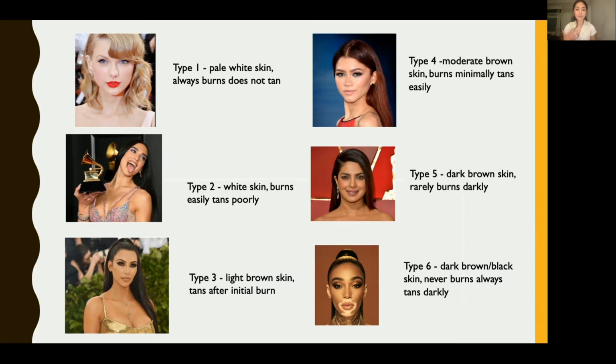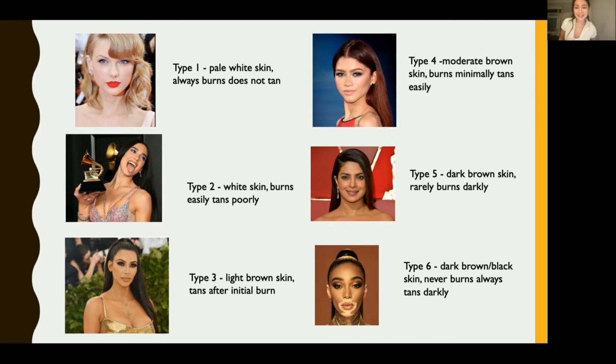I'm probably somewhere between type 4 and type 5. And then type 6, you're thinking Winnie Harlow. For those of you who don't know who Winnie Harlow is, she's a supermodel, but she has vitiligo. So she campaigns about her skin condition in the public light. So I just think that's quite cool, having a model with vitiligo. And yeah, so she has type 6 skin, dark brown, black skin, never burns, always tans darkly. So next time you make a referral, just think about which celebrity your patient looks like.